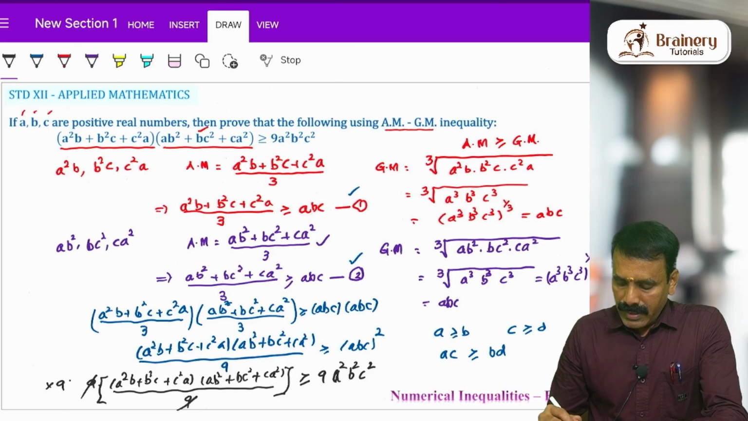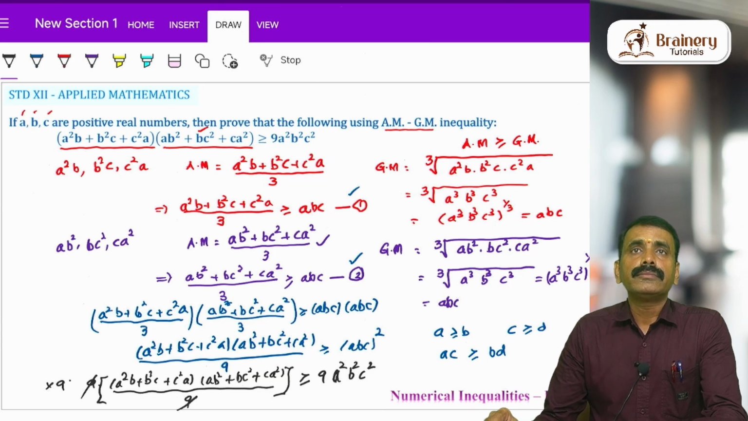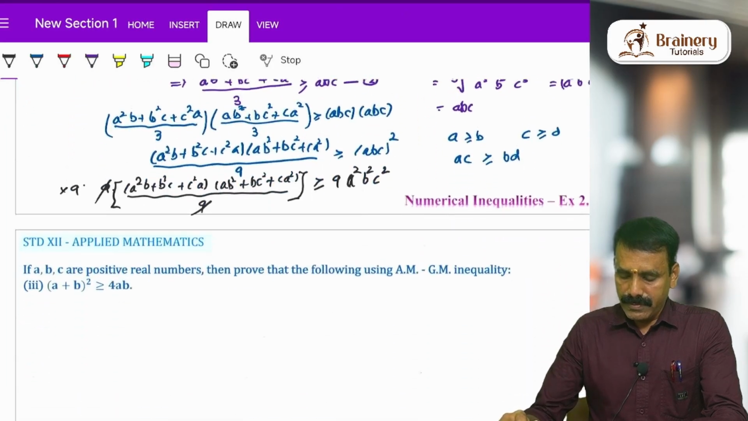What is the answer? A square B plus B square C plus C square A multiplied with AB square plus BC square plus CA square is greater than or equal to 9 A square, B square, C square. Is it clear, students? We move on to the next question.